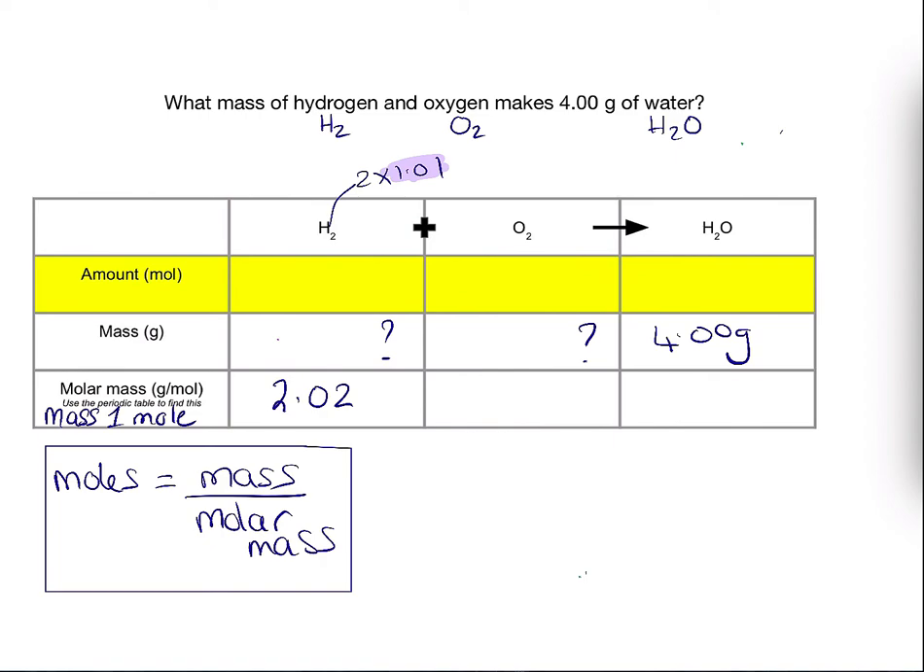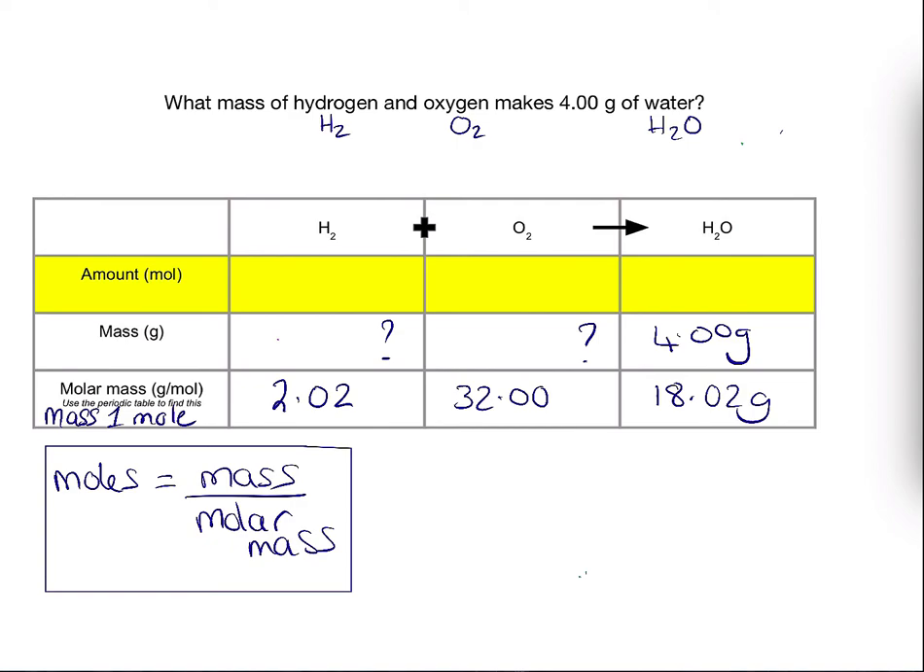For O2, we've got 16.00 for each oxygen, and there are 2 of them. So we end up with a molar mass of 32.00 grams per mole for O2. And for water, what we've got is 2 times 1.01, so 2 times the atomic mass of hydrogen, plus 16 for oxygen. So we end up with 18.02 grams per mole. I'm just going to remove those so we've got a clearer place to carry on. So I've written the molar masses, I've written the mass.